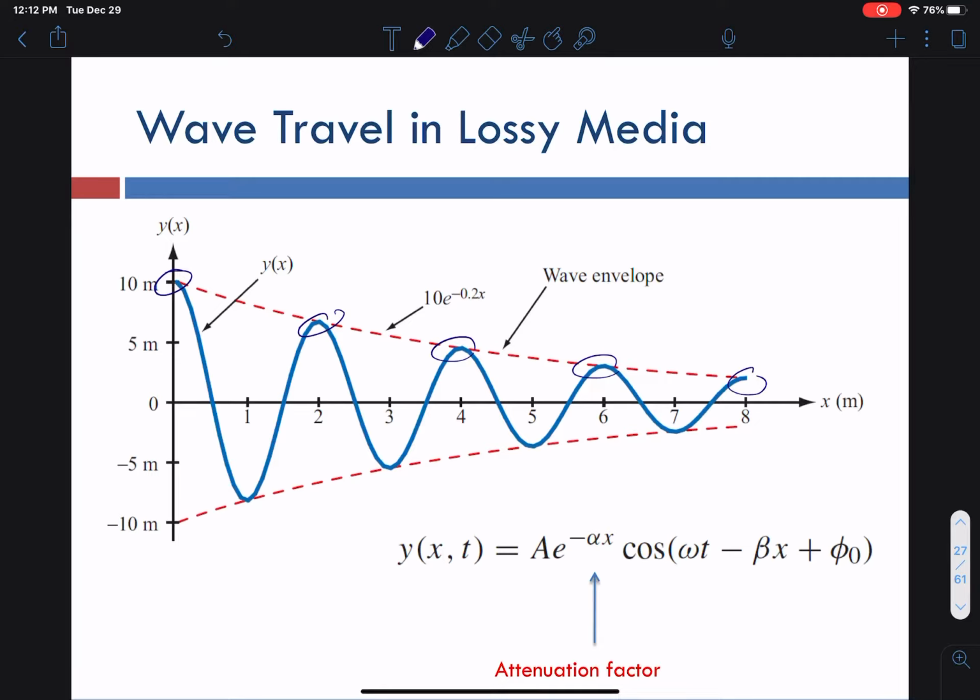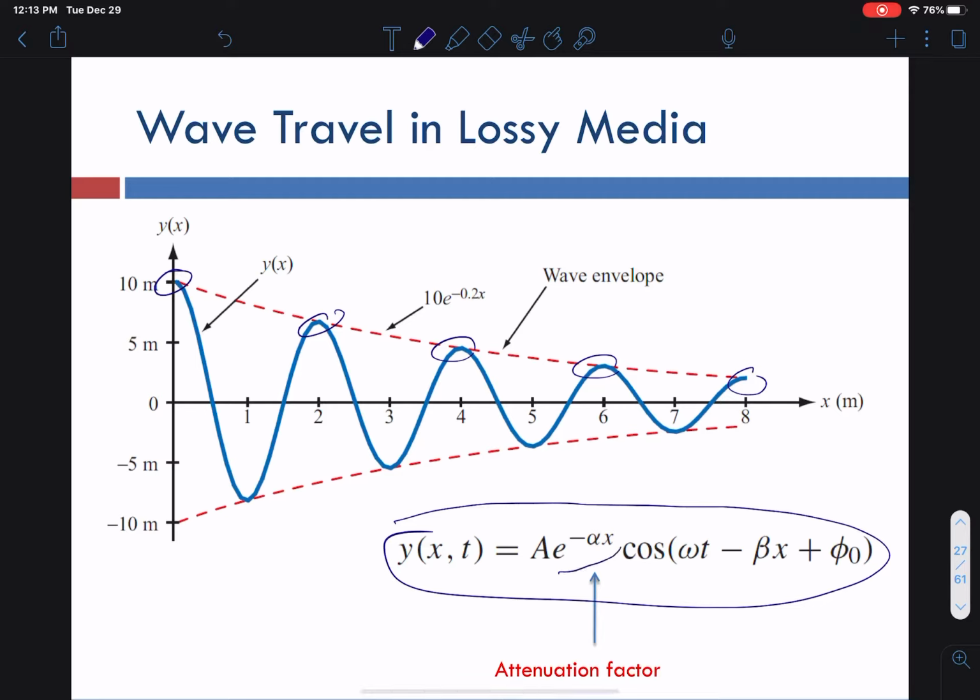So this one is following this equation over here. This is the exponential decay right here, right? This is the attenuation factor, alpha. So that is the attenuation factor alpha, making it attenuate. So for lossless media, alpha is 0. For lossy media, alpha is not 0. It's a non-zero value. So that's why your waveform is going down when it's going through the media.